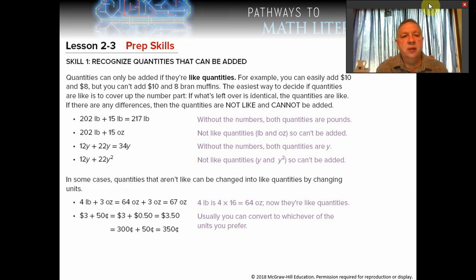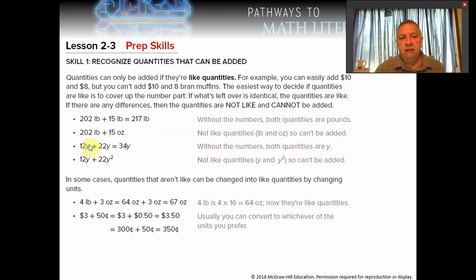So 202 pounds plus 15 pounds: if we cover up those numerics, I've got the pounds and the pounds, so I'm good. Just add up, and we get 217 pounds. 202 pounds plus 15 ounces: now I can say 202 pounds, 15 ounces, but I can't really add these things. I need to either convert the pounds to ounces or ounces to pounds, and then I can go.